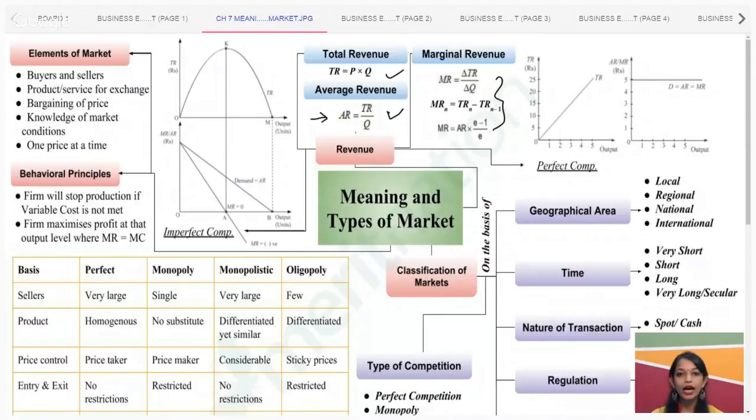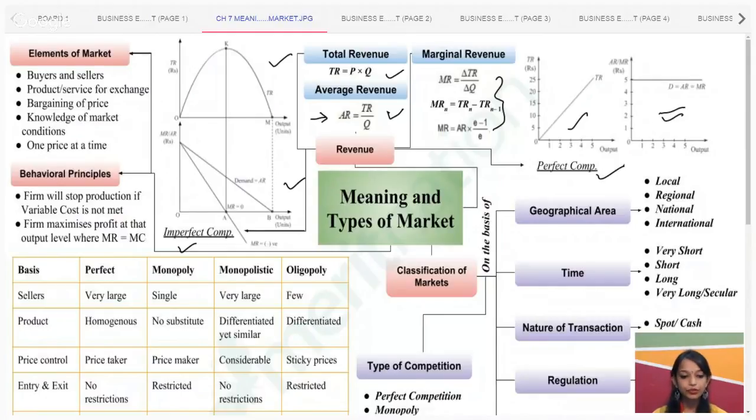Also, you should know how we draw the TR and AR curves in perfect competition. The TR curve is a straight linear upward sloping curve, and AR or MR is a straight horizontal line parallel to the x-axis. In imperfect competition, your TR curve increases at a diminishing rate, then reaches a maximum, then falls downwards, and the AR and MR curves are all the way downward sloping. These are the revenue concepts.